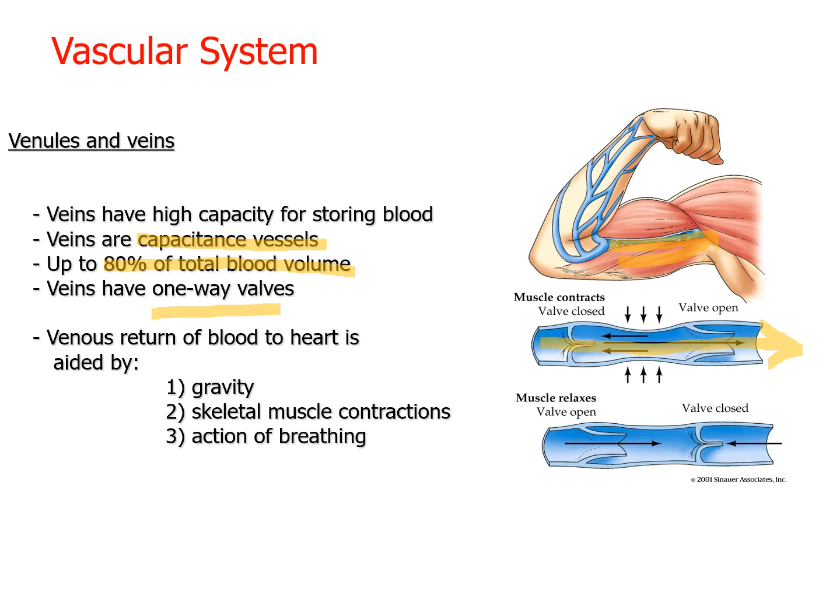And of course, as I pointed out to you, there are one-way valves that help with the venous return. There's a number of things that, in fact, are required to help get the blood back to the heart, and it's helped by three major factors. One is gravity. The other is contraction of skeletal muscles. Whenever they contract, they squeeze the veins and help move the blood along. And also the action of breathing. Inspiration and expiration also help to move the blood along.